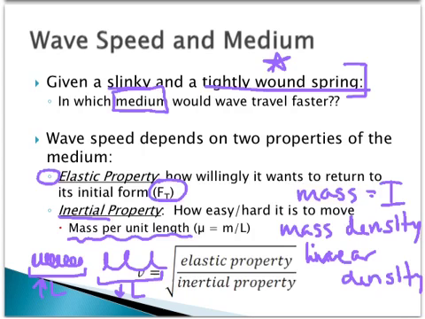The lower the linear density, then that's going to change the inertial property of that medium. And combining these two things, the elastic property and the inertial property, that's going to determine the speed of the wave. So elastic property, how willingly it wants to go back, and the mass per unit length, that's going to affect the speed.